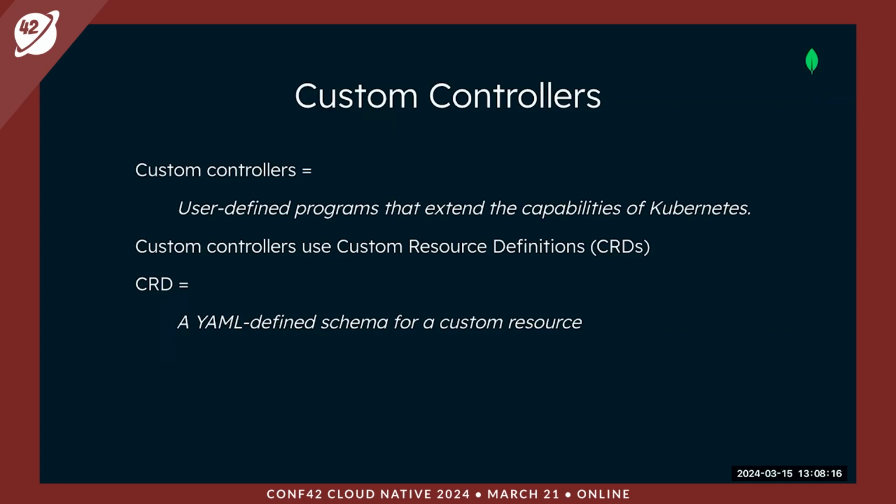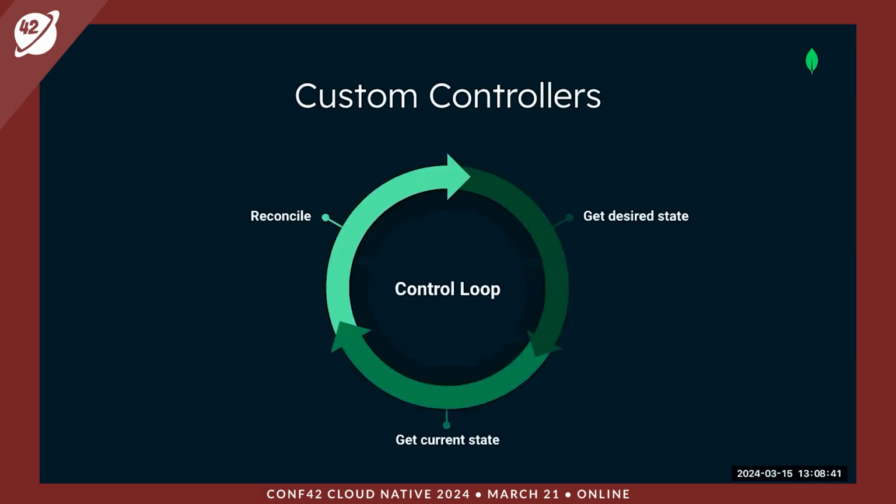Custom controllers are user-defined programs that extend the capabilities of Kubernetes. They work in conjunction with custom resource definitions to manage custom resources specific to your needs. Here's a breakdown of how they work. In a custom resource definition, you define, using YAML, the schema for your custom resource. This essentially creates a new type of object that Kubernetes can recognize and manage. Custom controllers, typically written in Go, then interact with the Kubernetes API and follow the same control loop pattern as built-in controllers. They get the desired state, they get the current state, and then they reconcile, comparing the desired and current state. And if there's any differences, they take action to achieve the desired state.